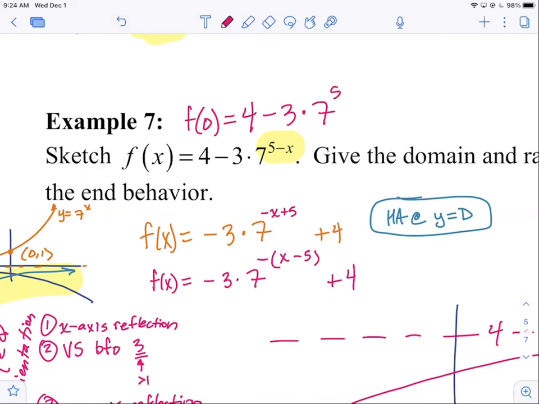Now, without a calculator, I don't expect you to expand that out and get a number. This we could say is the exact value of the y-intercept. I just want to know if that's positive or negative. That's the main thing for the graph. 7 to the 5th is pretty big, and a pretty big number times 3 is even bigger. So now I have 4 minus a really big number. Is that positive or negative? Negative. So I'm just going to say less than 0.